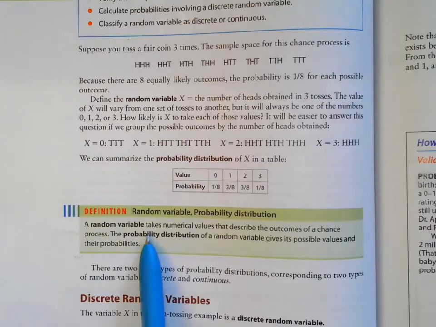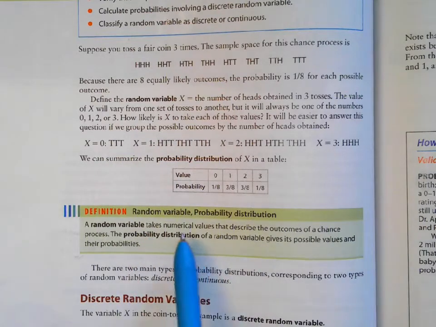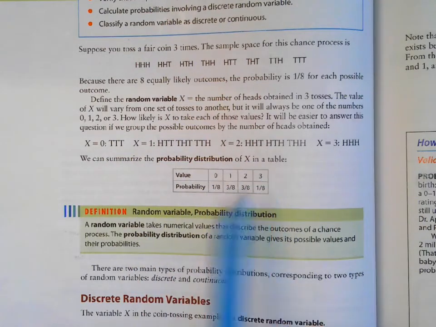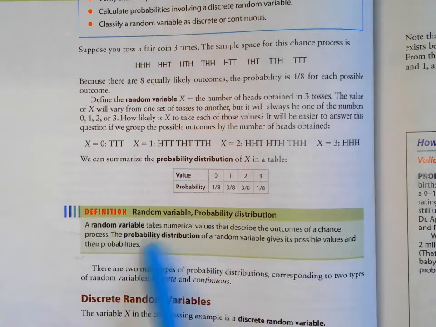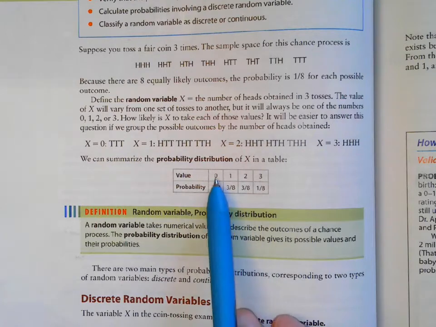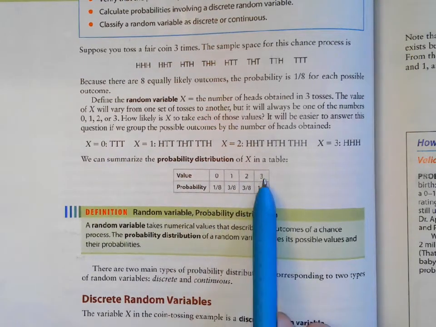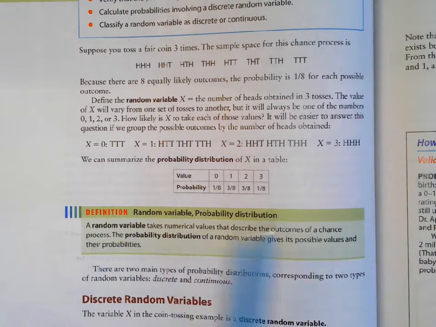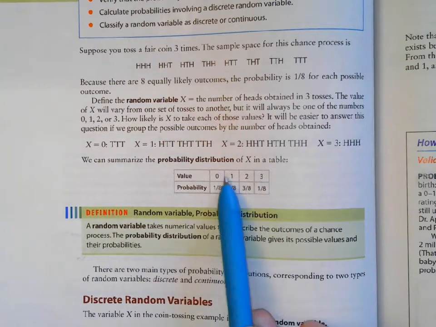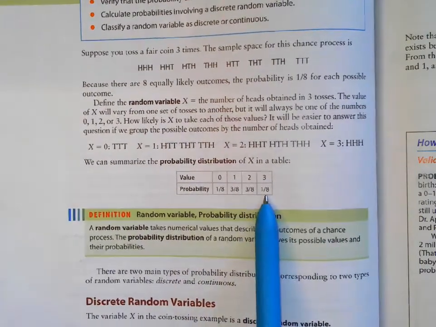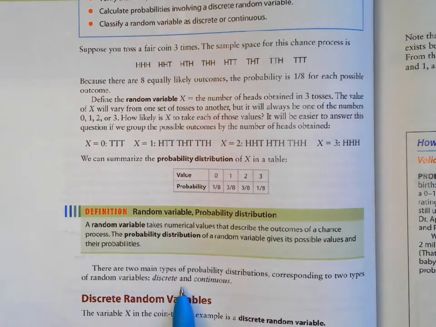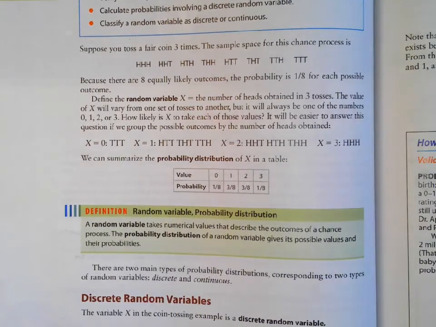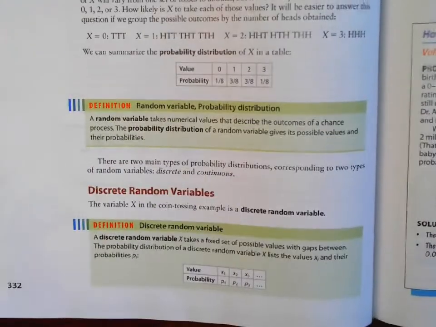So this is the definition of what a random variable is. It's when these are numbers up here. A random variable takes numerical values that describe the outcome of a chance process. So these are all the different outcomes, and they're numbered outcomes. That's what a random variable is. Then the probability distribution has all the outcomes with their probabilities with it. We've kind of looked at those before. There are different types of random variables, discrete versus continuous, and we'll talk more about those a little bit later.